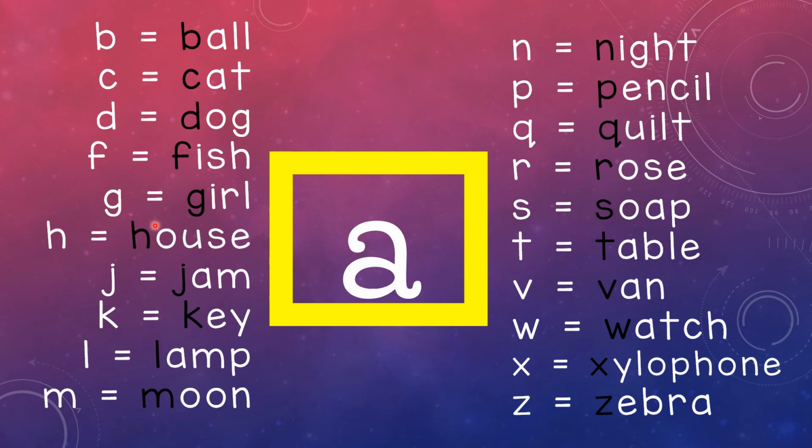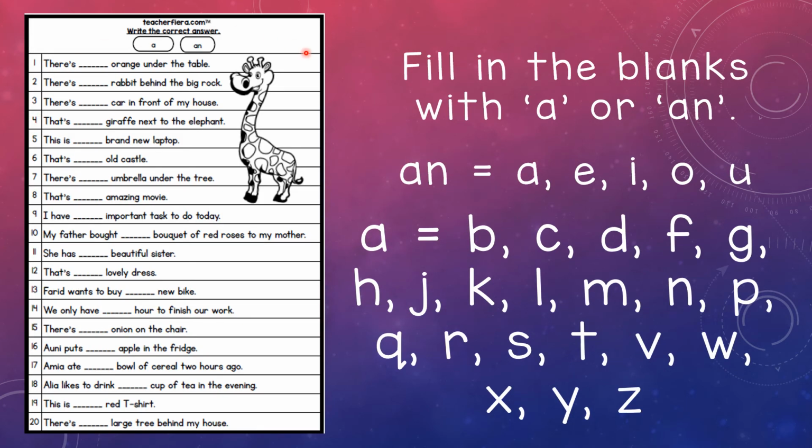You see, ada banyak. A ball, a cat, a dog, a fish, a girl, a house, a jam, a key, a lamp, a moon, a night, a pencil, a quilt, a rose, a soap, a table, a van, a watch, a xylophone, and a zebra. Understand?